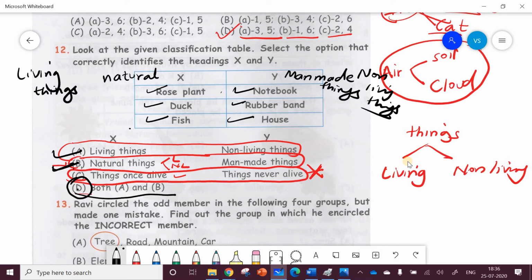Avnish, you have to be very careful with the choices that you make in your Olympiad paper. Thank you very much. Can you go to the next question now?